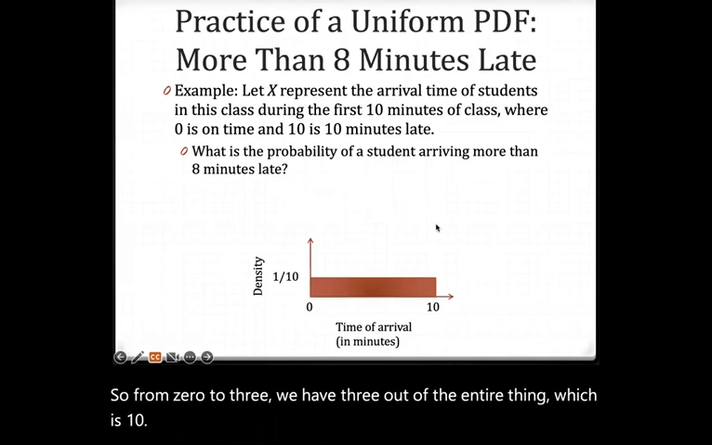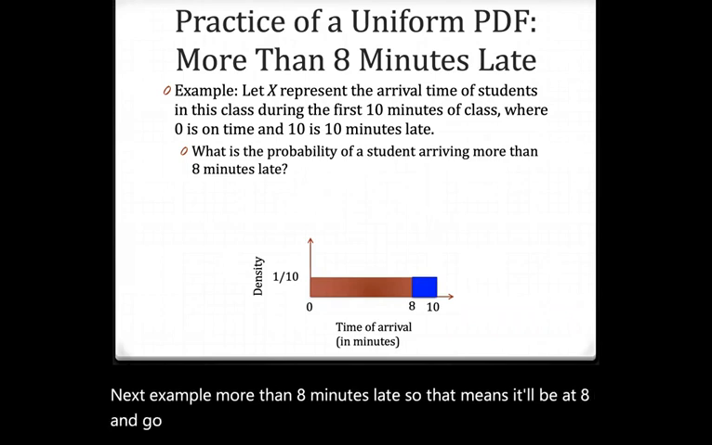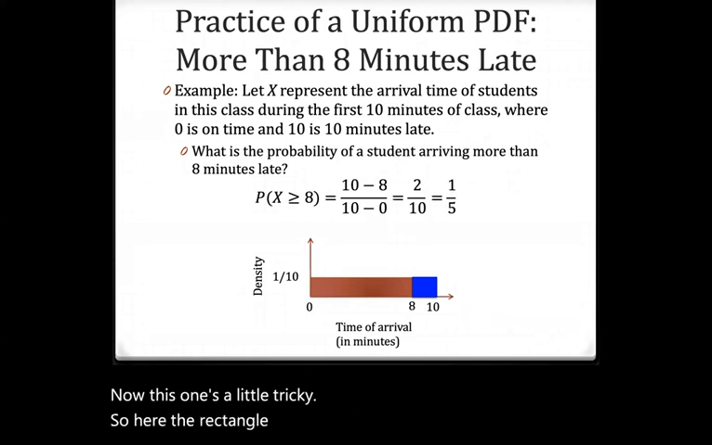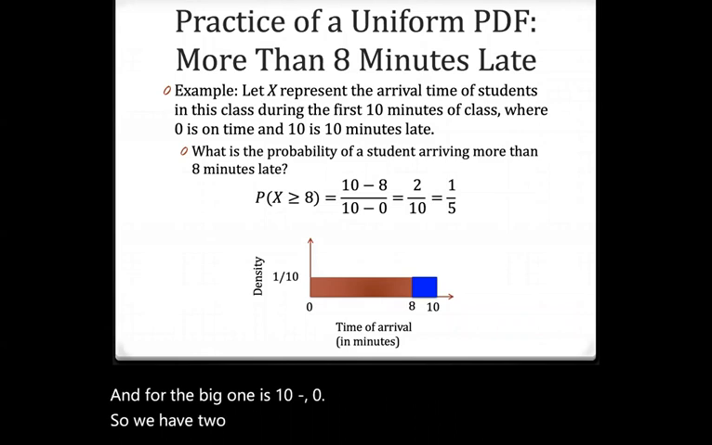Next example, more than 8 minutes late. So that means it'll be at 8 and go bigger. Now this one's a little tricky. So here, the rectangle span for the blue one is 10 minus 8. And for the big one is 10 minus 0. So we have 2 over 10, which simplifies to 1/5.